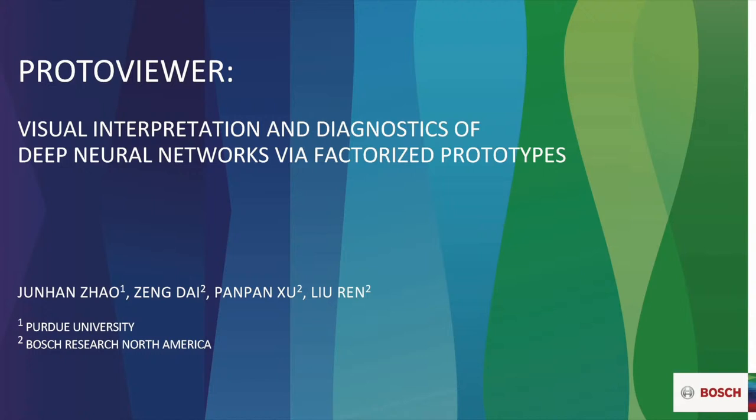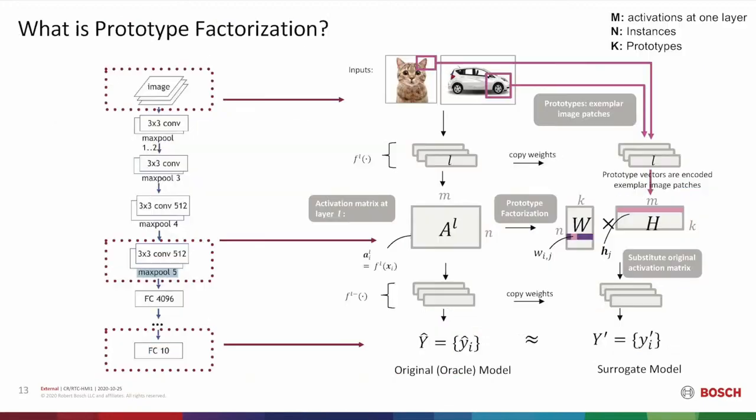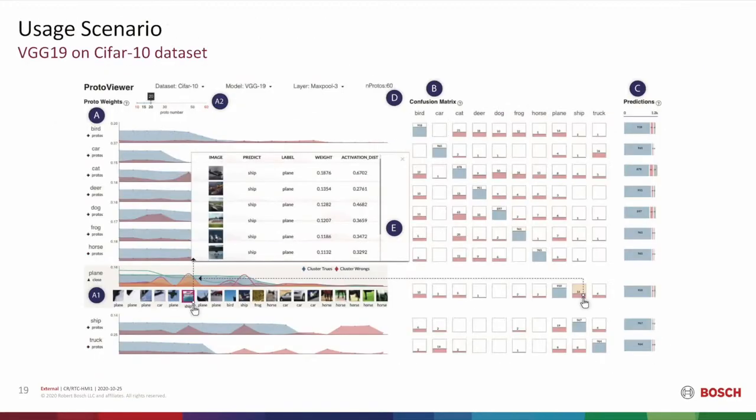Hey everyone, I'm Junhan Zhao, a PhD candidate at Purdue University, Computer Graphics major, and a research intern at Bosch Research North America. Here, we are presenting our recent research, PassVizor, using factorized prototypes to visually interpret and diagnose deep neural networks. This work is co-authored by research scientists at Bosch, Zhen Dai, Dr. Panpan Xu, and Dr. Liu Ren.